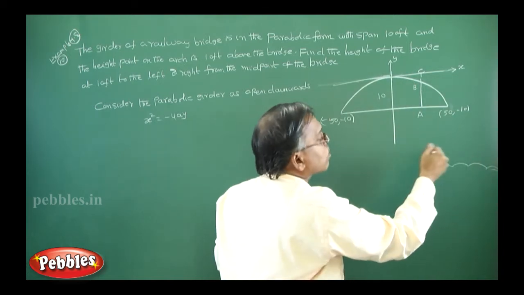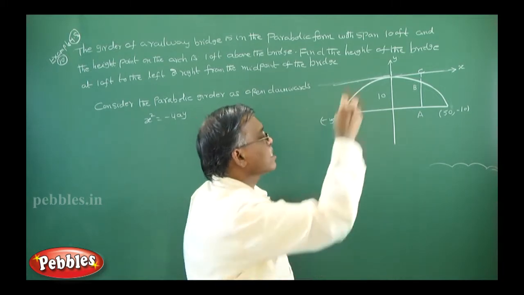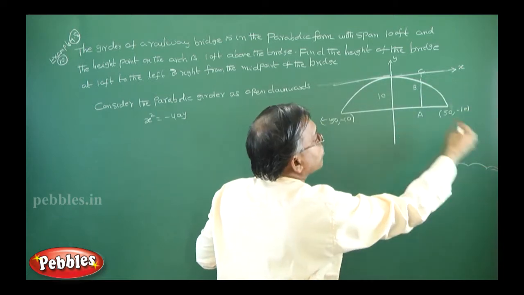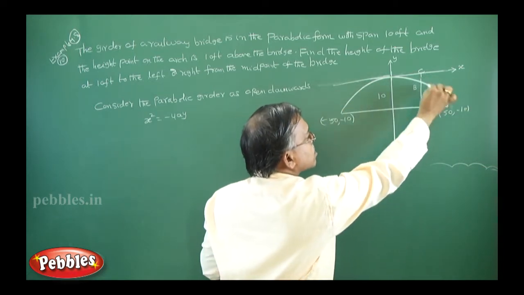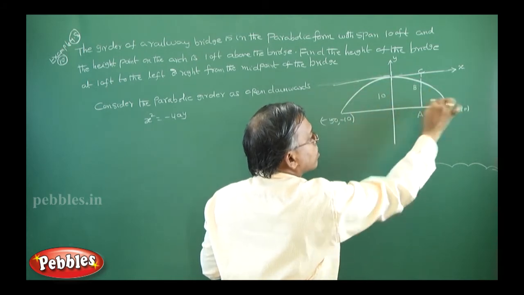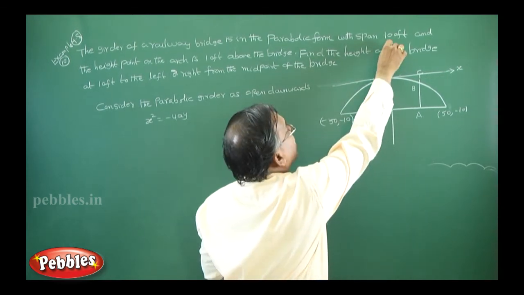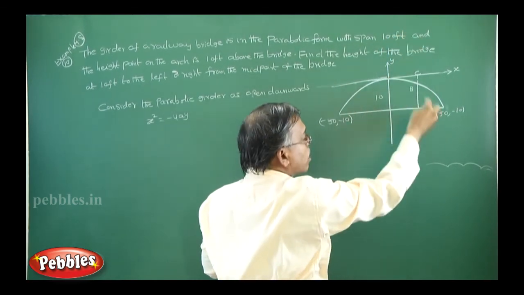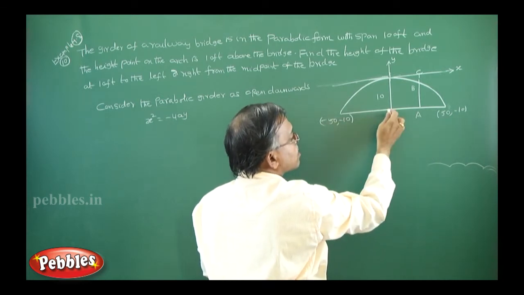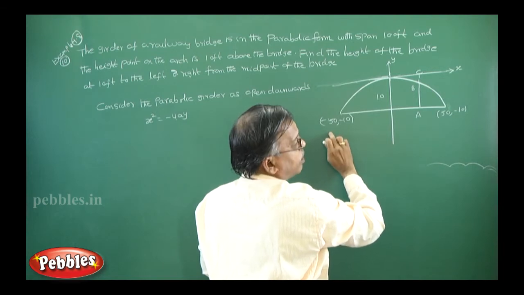So what is the use of that bridge? It gives you the protection for the train. So it is in the form of an arch like this girder. If you take the part of it, it is like this. We are considering the shape of the girder as open downwards. And the horizontal span is given as 100 feet. That means this side 50 feet and this side 50 feet. This is the midpoint. So 50 plus 50, 100.